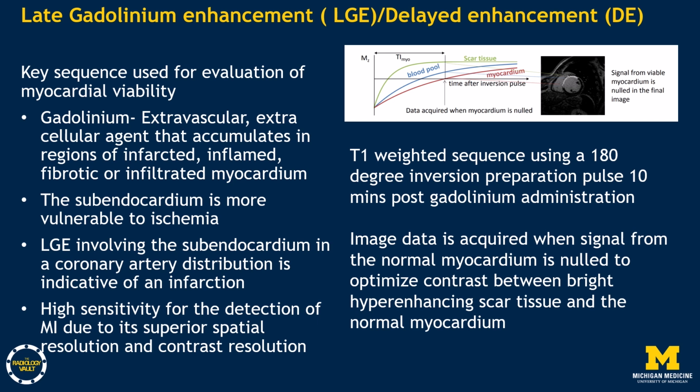The LGE sequence has a high sensitivity for the detection of myocardial infarction due to its superior spatial resolution and contrast resolution. The late gadolinium enhancement sequence uses a T1-weighted sequence after a 180-degree inversion pulse, approximately 10 minutes after gadolinium administration. Image data is acquired when signal from normal myocardium is nulled to optimize contrast between bright hyper-enhancing scar tissue and the normal myocardium. Notice the enhancement in the LAD distribution in this particular patient, and it involves the subendocardium, indicative of an infarct in the LAD distribution.